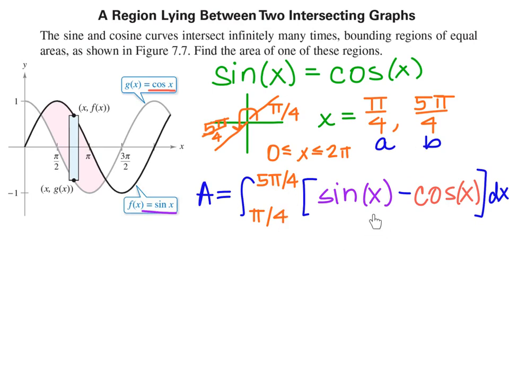And my f of x is sine, because from pi over 4 to 5 pi over 4, sine is the top function. And then I'm going to subtract cosine because it's the bottom function. So let's work this out.